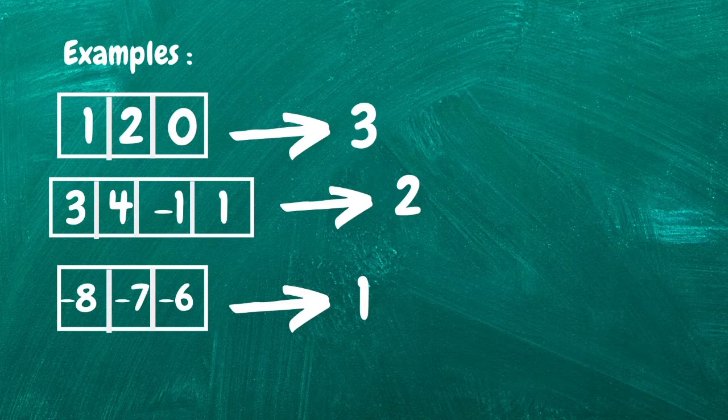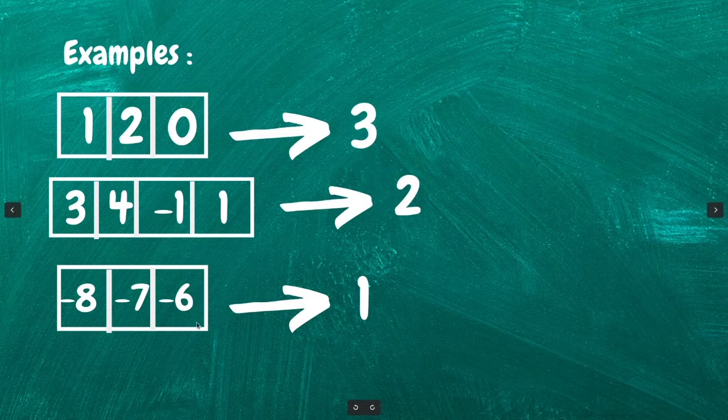We will be given an unsorted integer array and we have to find the smallest positive integer which is missing from the array. So there are three examples. For this example we have 1, 2, 0. So the first missing positive integer is 3 here. For this array we have 1, we don't have 2. We have 3 and 4, but we don't care about 3 and 4, right? Because we don't have 2. So the smallest positive integer missing here is 2.